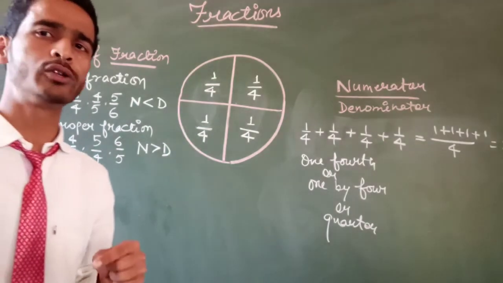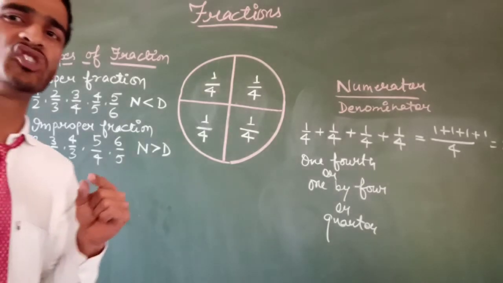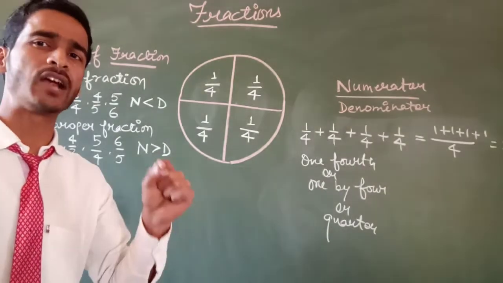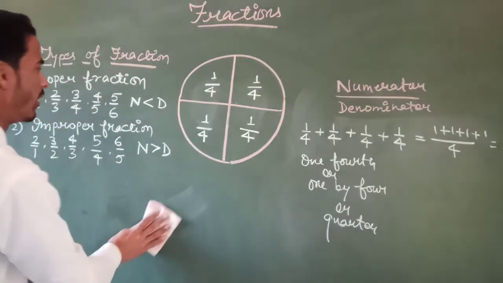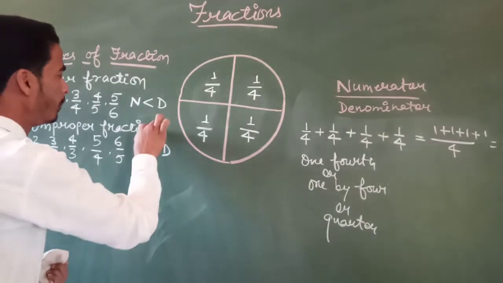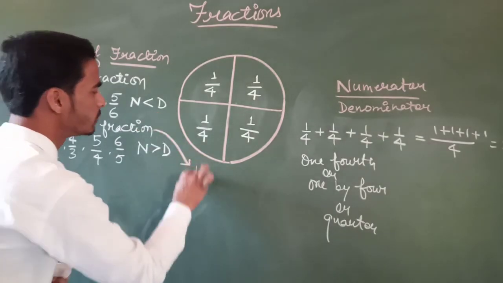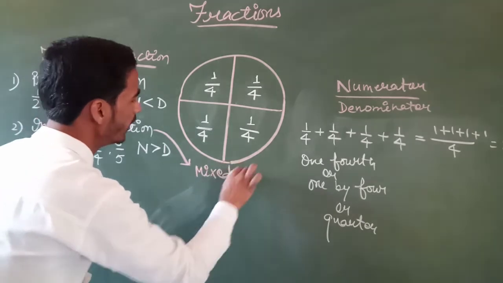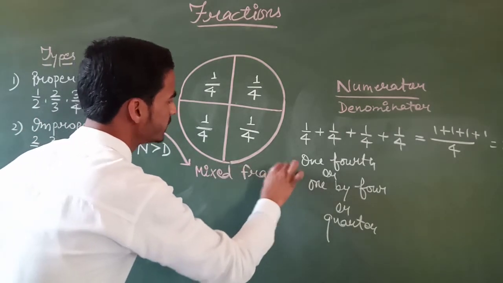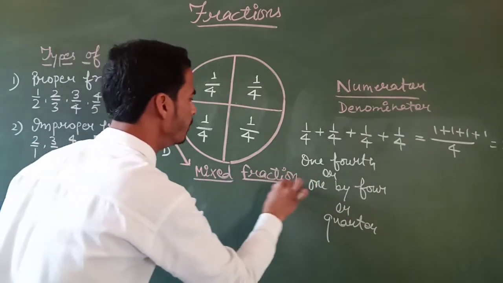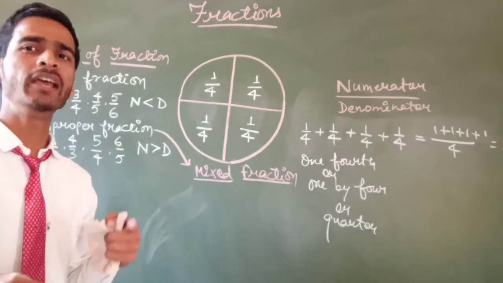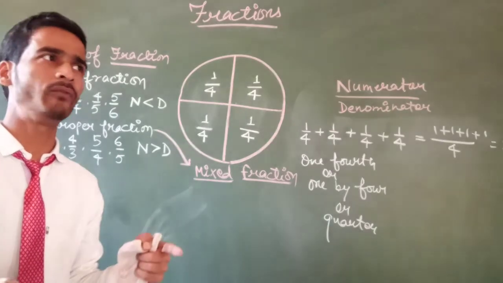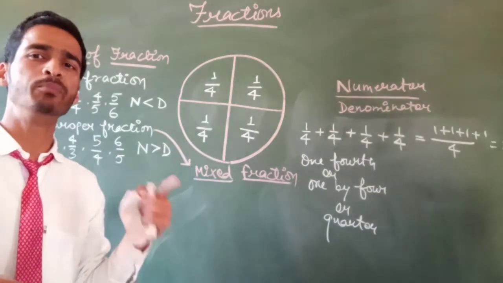And we have to know also that an improper fraction can be changed into a mixed fraction. So firstly we have to know what is a mixed fraction. A mixed fraction is a combination of a whole number and a proper fraction.